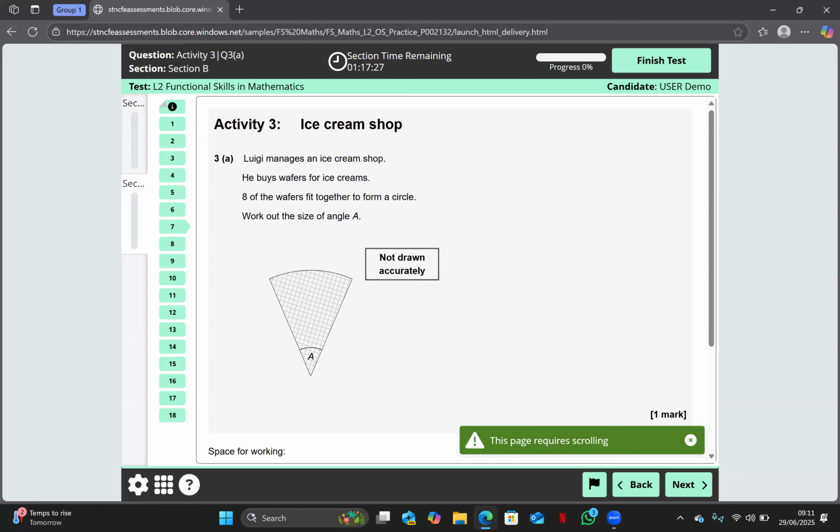So the first question today is about angles. Luigi manages an ice cream shop. He buys wafers for ice cream. Eight of the wafers fit together to form a circle. Work out the size of angle A. Now, this is 1/8 of the circle.